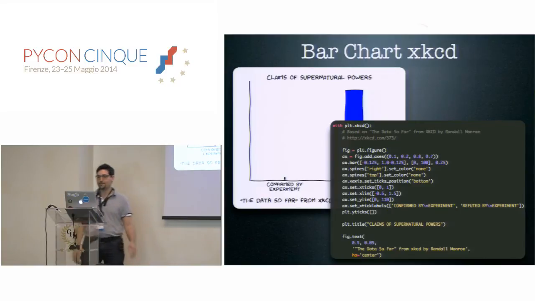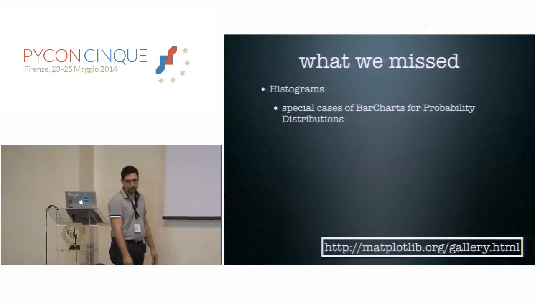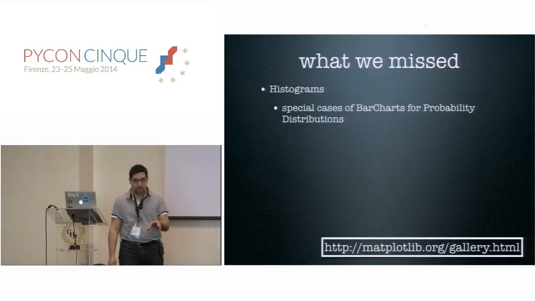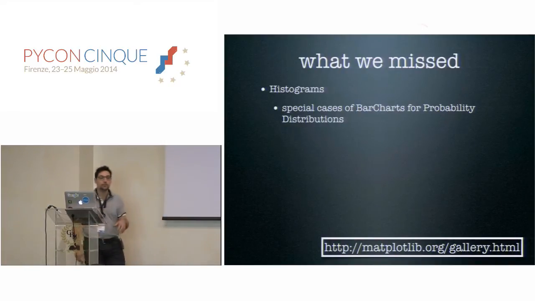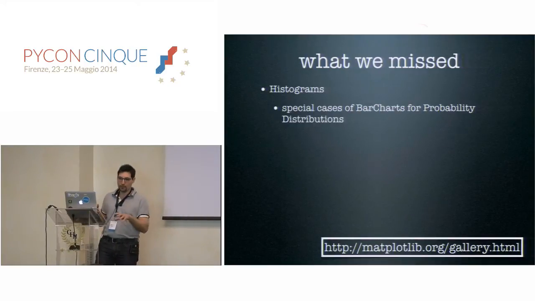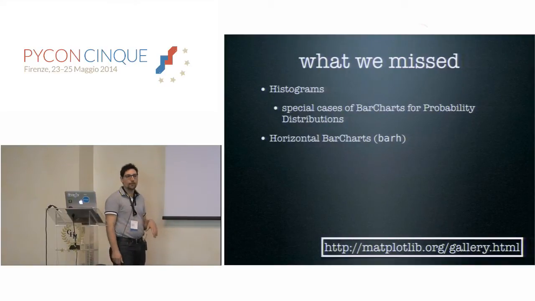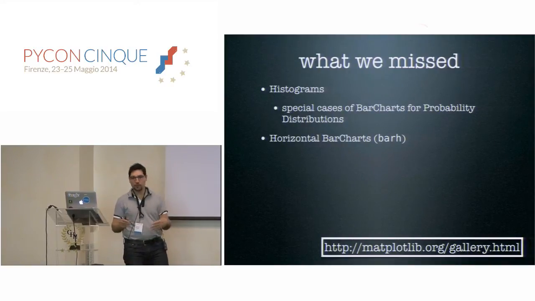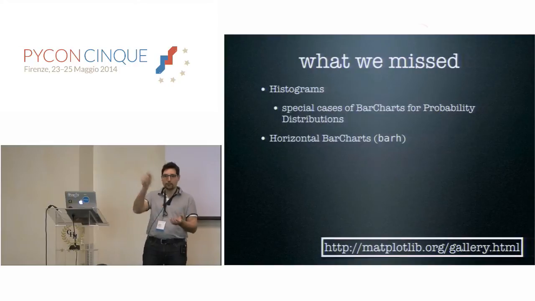Really, really funny. What we missed behind. We didn't talk about histograms. Histograms are not bar charts. They're a sort of bar charts, special cases for bar charts for probability distributions. I mention this because sometimes there is some confusion about the difference between histograms and bar charts. Horizontal bar charts, and the function to call is quite similar, barh. Same parameters, same stuff. barh represents the same data in horizontal bars instead of vertical ones.